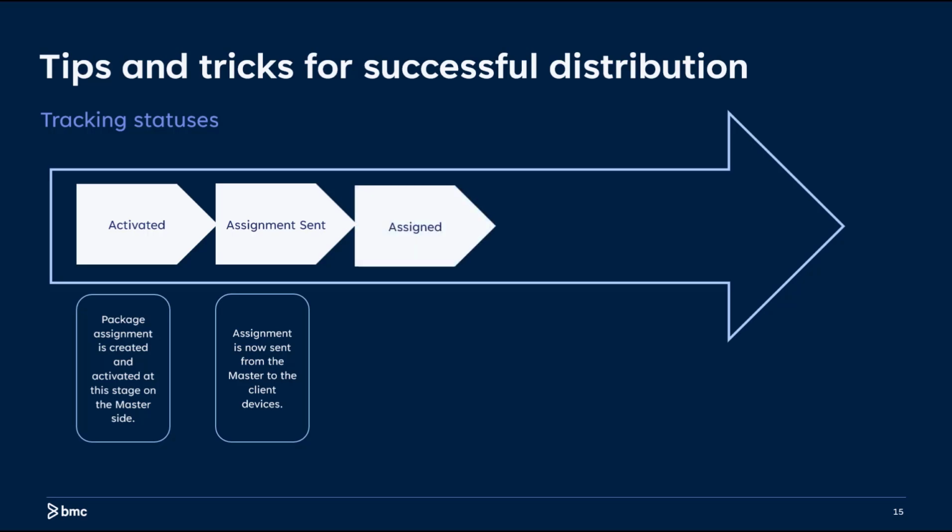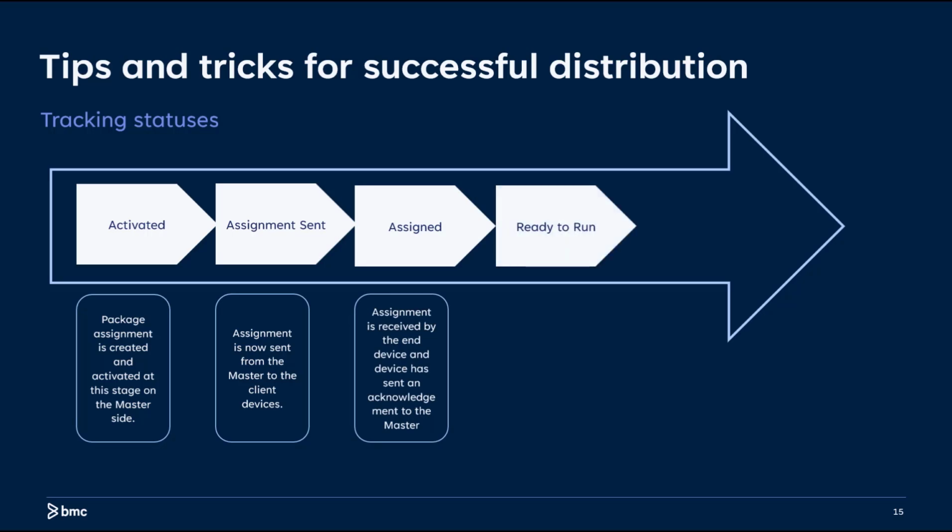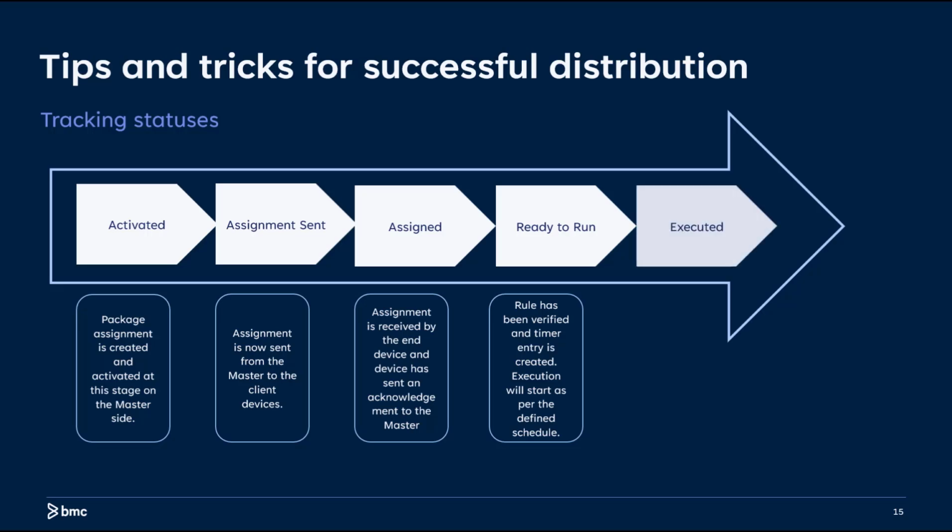In the third stage, the assignment is received by the end device and the device has sent an acknowledgement to the master. In ready to run status, the rule has been verified and a timer entry has been created. Execution will start as per the defined schedule. Once the execution begins, you can monitor the activity in the client operational rule log. This stage helps you spot the problems easily. After successful execution, the status will now change to executed.